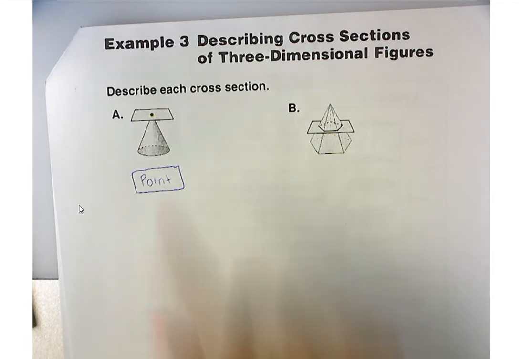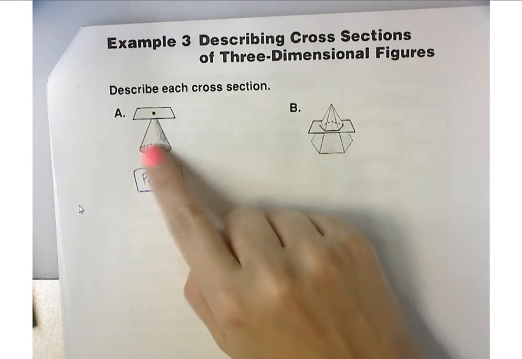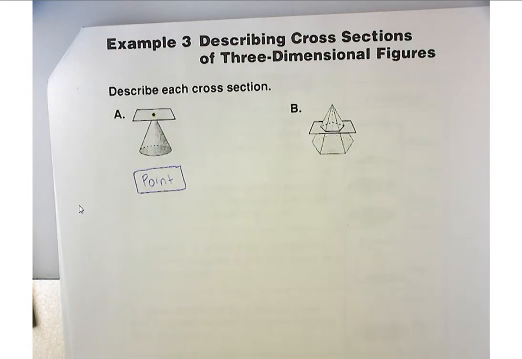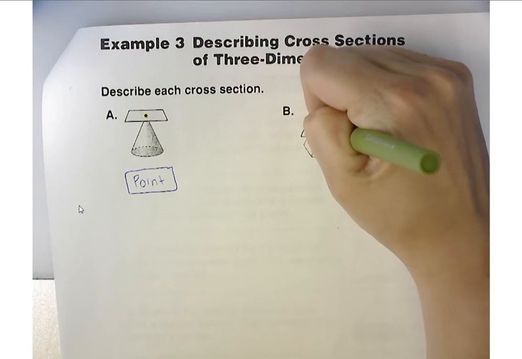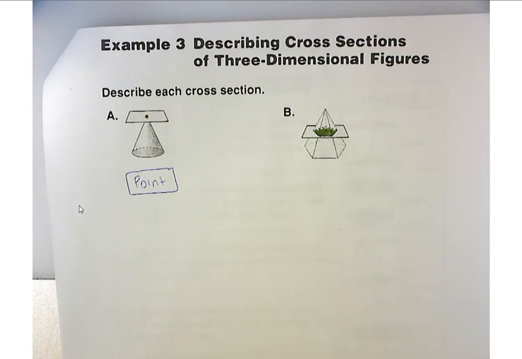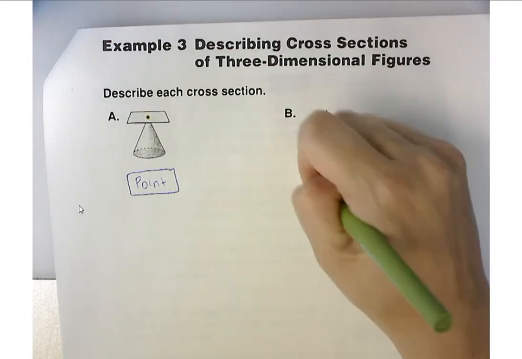What if this cut further down? Do you guys know what the cross section would be? Yeah, good. If it cut further down, it would be a circle. It would match what the base is, which is something that you're going to see a lot. So like for this one, I'm just going to color in what the cross section is to help you see it a little bit better. What kind of shape is that? It's a pentagon. Does that match the shape of the base? Yes.